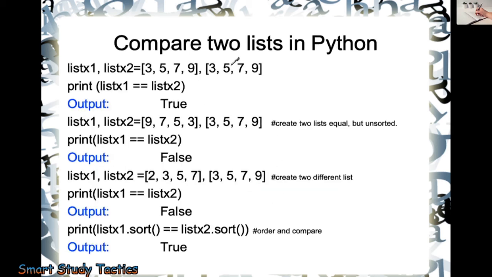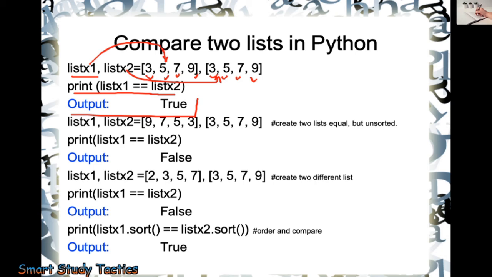Now, compare two lists in Python. Here you can see this is list 1, and this one is list 2. If I print list 1 equals list 2, it will show you True. Why? Because you can see 3 equals 3, 5 equals 5, 7 equals 7, and 9 equals 9. So my dear students, when all the values of both lists are equal, it will show True.